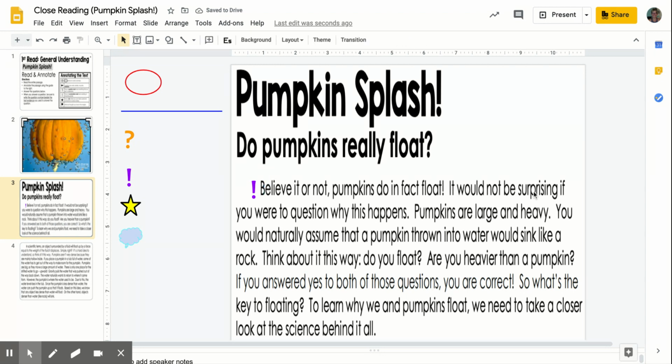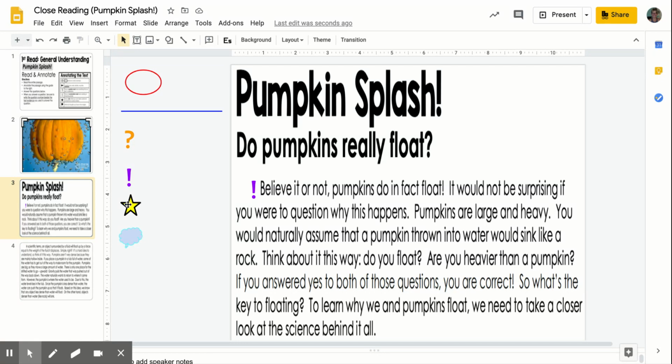It would not be surprising if you were to question why this happens. Pumpkins are large and heavy. You would naturally assume that a pumpkin thrown into water would sink like a rock. Think about it this way. Do you float? Are you heavier than a pumpkin?